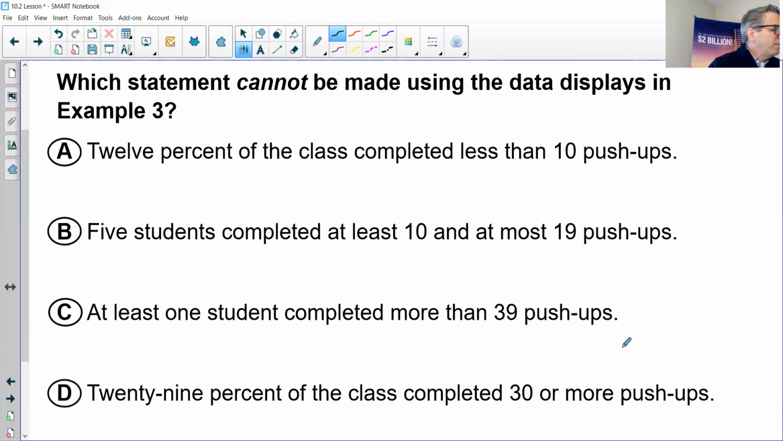The circle graph shows that 12% completed 0 to 9 push-ups. So statement A can be made. But in the histogram, the bar height for the 10 to 19 interval is 5. The bar height for the 40 to 49 interval is 1. So statements B and C can be made.